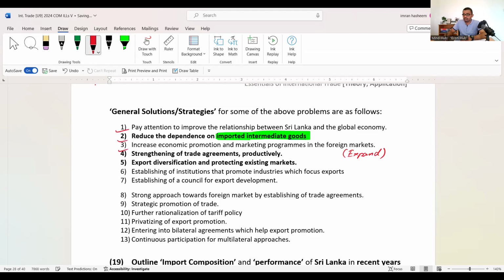So, right. Strengthening trade agreements productively. Productively meaning where it should bring benefits to both countries, or the countries engaged in the trade agreement or entering the trade agreement. And more than productively, the word I wanted to use here is proactively. Can we change that? I think that is a typo there.